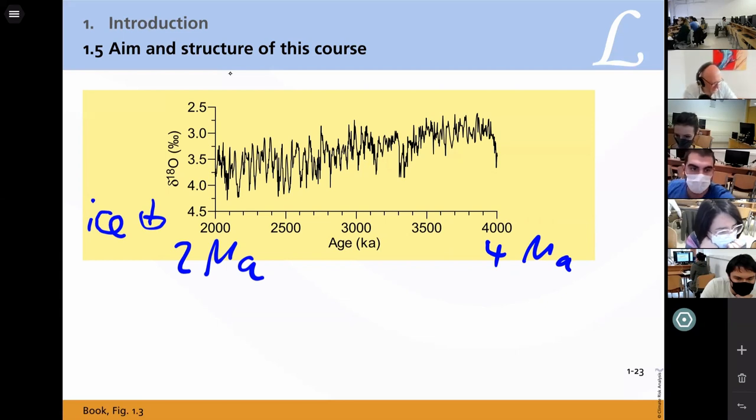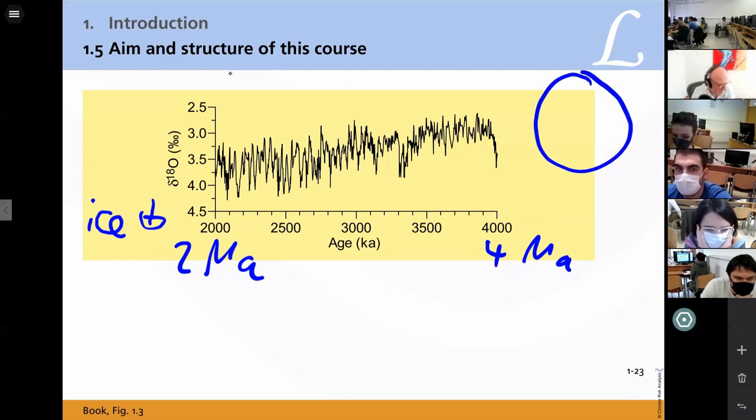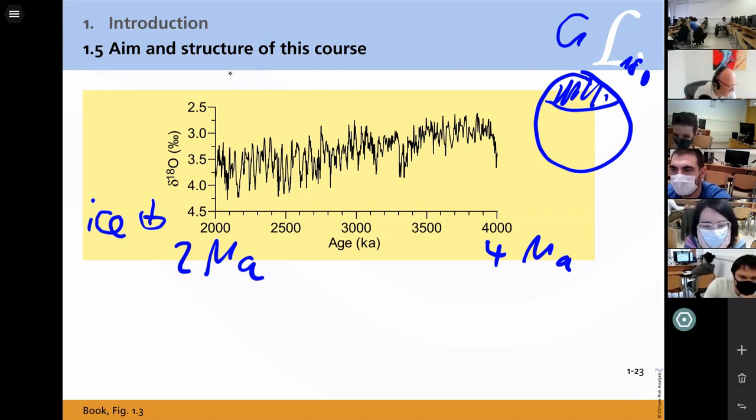Okay, because if you have a lot of ice, let me draw this again. If you are in a glacial, then a lot of ice is here. The ice contains much 16O. Therefore the water is 18O poor, and therefore the ocean has a high delta 18O. Excuse me, I confused it. It has a low delta 18O. So this here is much ice. And this is low ice.